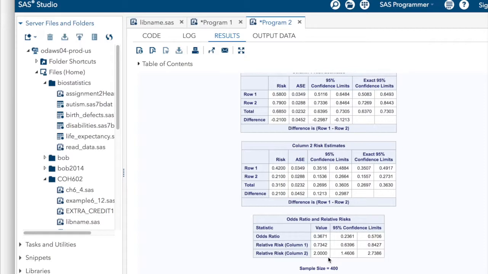So I found this the easier one to interpret. It basically says that your risk or probability of improvement is double if you're in the experimental group than in the control group. And the confidence limits are from 1.46 to 2.73. You can see that 1.0 does not fall in there at all.